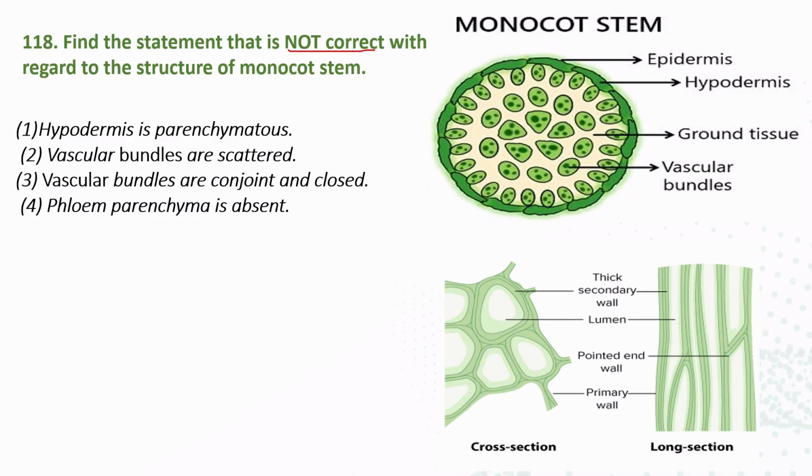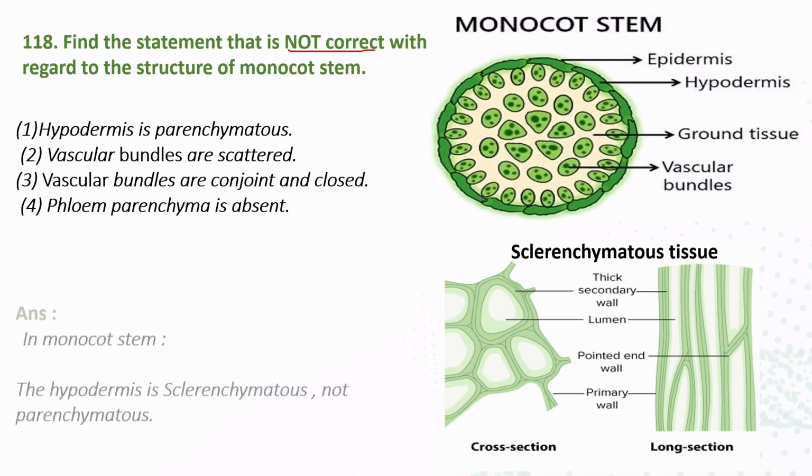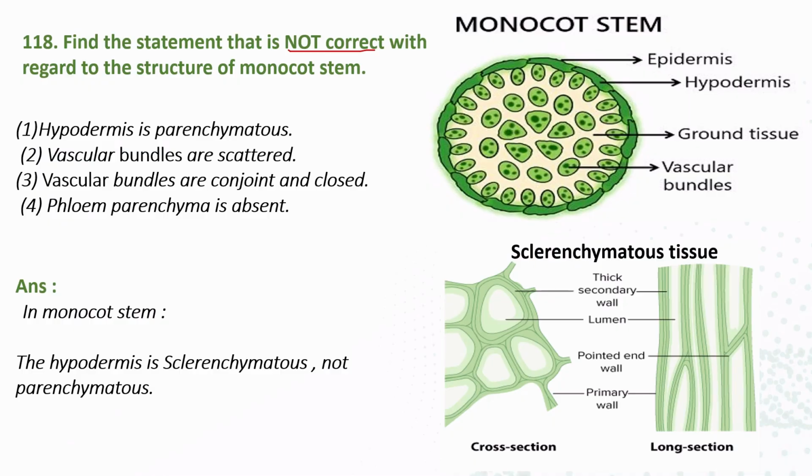So in these options, these three are right. Hypodermis is parenchymatous is wrong. So what type of tissue does the hypodermis contain? It contains sclerenchymatous tissue actually. Sclerenchymatous tissue normally appears in narrow bundles, and it shows thick secondary walls and some lumen inside, and it appears like this. So the hypodermis of the monocot stem is obviously sclerenchymatous. So option 1 is the wrong statement, and that is the right answer. Okay, we'll move on to the next one.